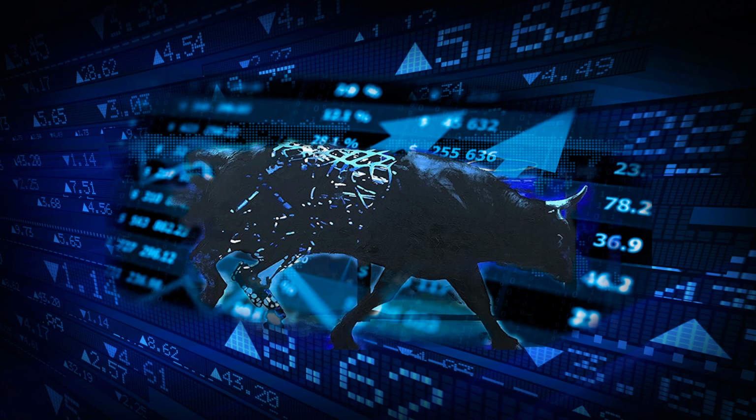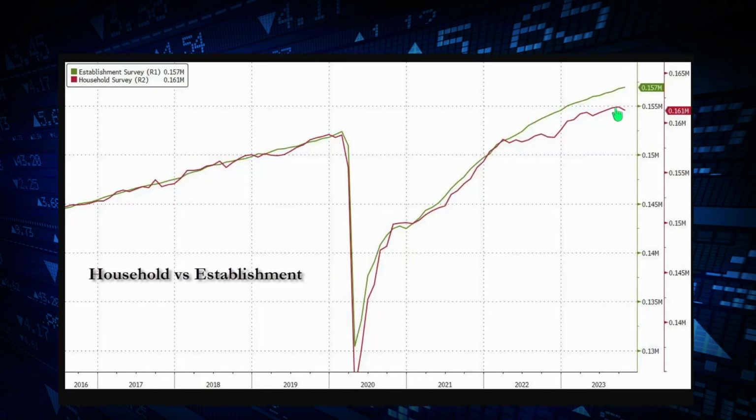Looking at the household and establishment survey, I should have shown this chart earlier. You can see the establishment survey is showing more job creation as normal, at a slower pace, obviously, because what we were looking at on the last one was the month-over-month change. But as a total, as far as jobs go, you can see it is increasing, while the household survey in red is at least here decreasing.